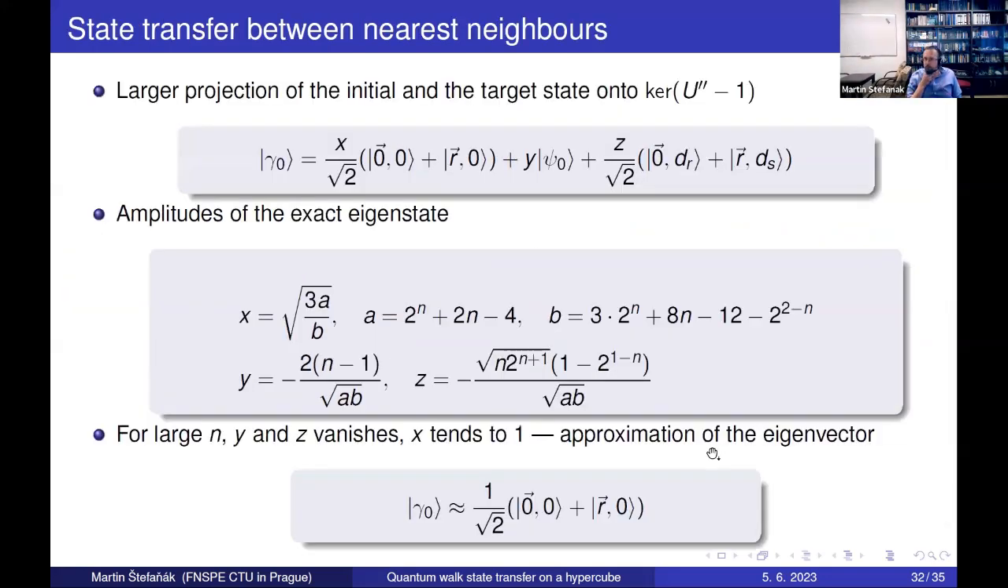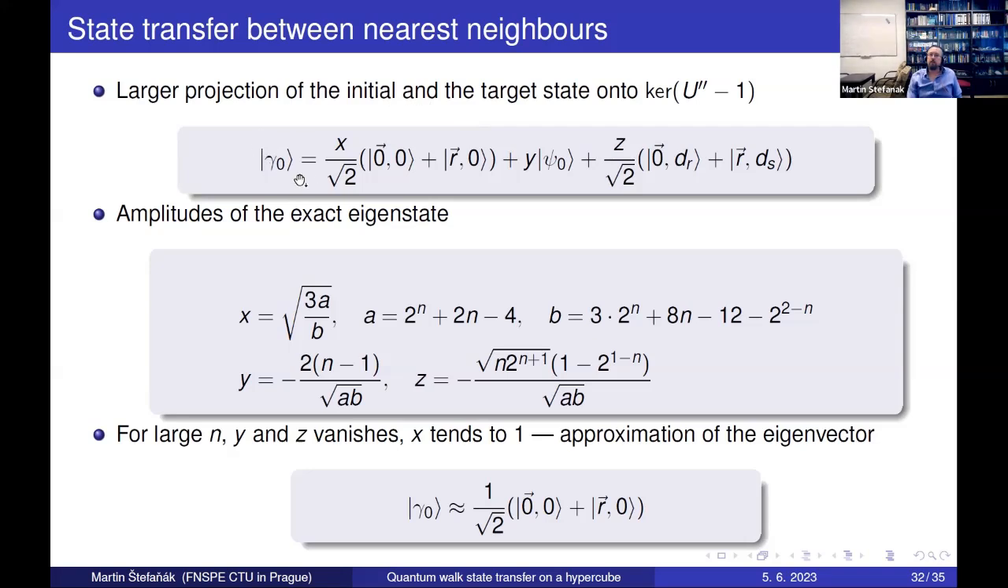Now, why is the case of the nearest neighbors different? So the argument is twofold. First reason is that this exact eigenvector corresponding to eigenvalue 1 looks a bit different. When you search for this eigenstate, this eigenvalue 1 of this U double prime has a large degeneracy. And you have to take your initial and final state and find the projection of them onto this kernel of U double prime minus 1. And this is larger in the case where the vertices are connected by an edge than in the other cases.